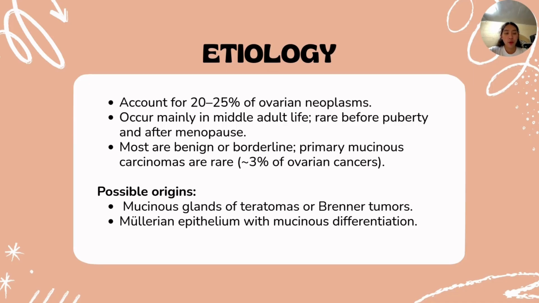Most are benign or borderline. Primary mucinous carcinomas are rare, only 3% of ovarian cancers. For possible origins, mucinous glands of teratomas or Brenner tumors, and Mullerian epithelium with mucinous differentiation.